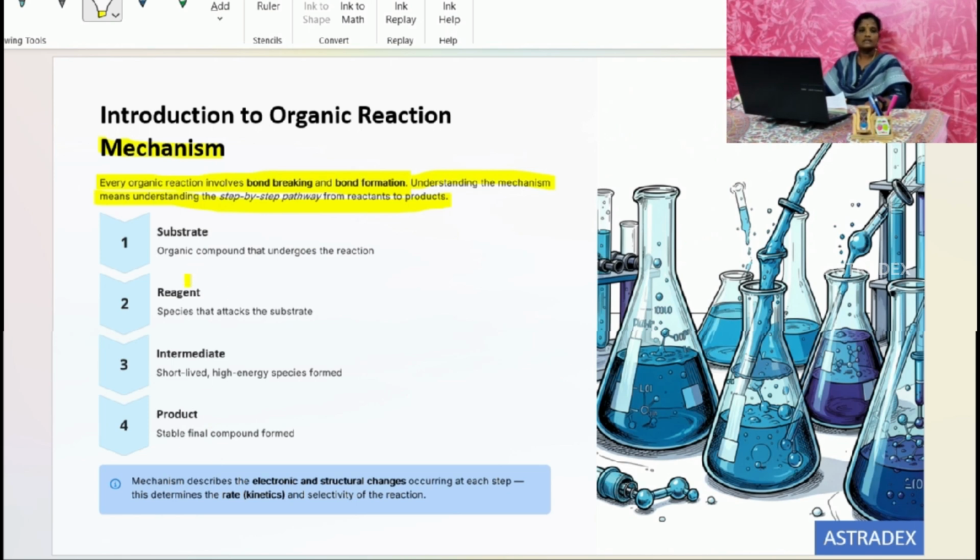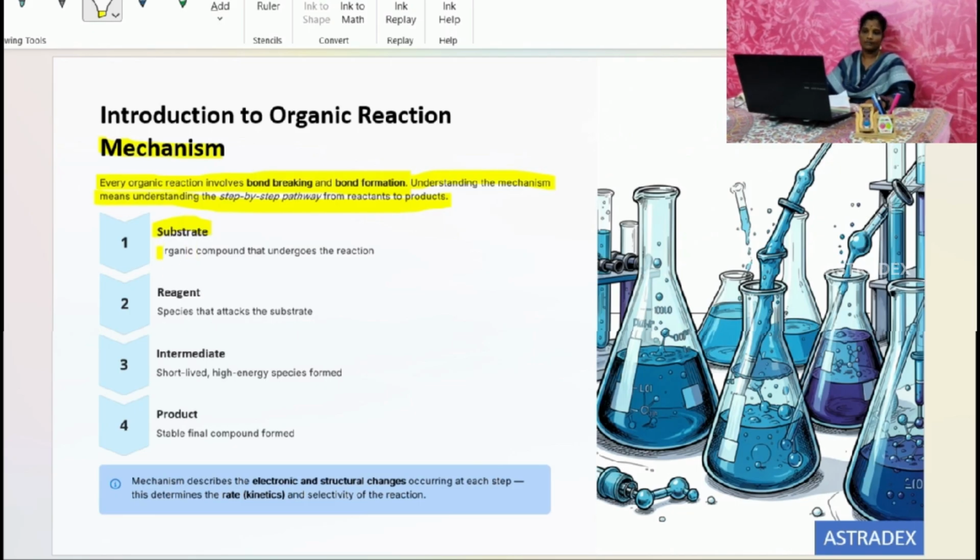So far you have used the term reactant, but here in organic chemistry we are going to use the term substrate. What is called substrate? Substrate is also a reactant only, but we are giving the name to the organic compound which is going to form the new bond. So, the organic compound that undergoes a reaction.